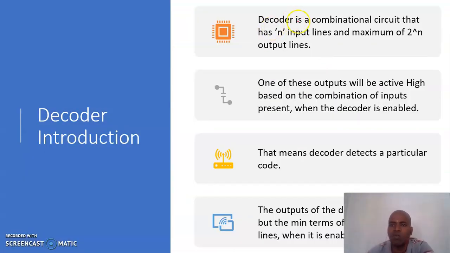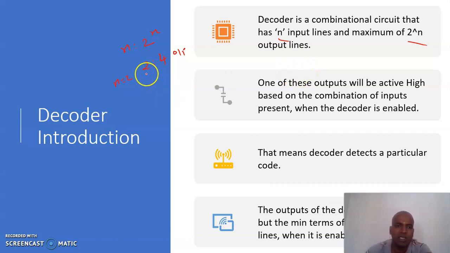A decoder is a combinational circuit that has n input lines and up to 2 to the power n output lines. Say for example, n equal to 2 means 2 inputs and 4 outputs. So this is the principle of a decoder. One of these outputs will be high based on the combination of inputs present.